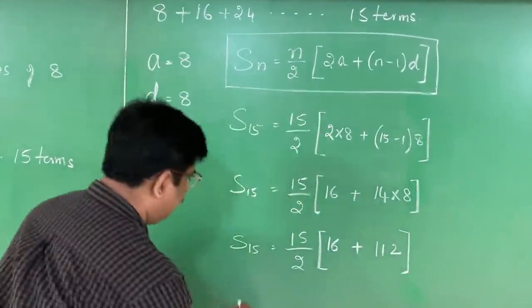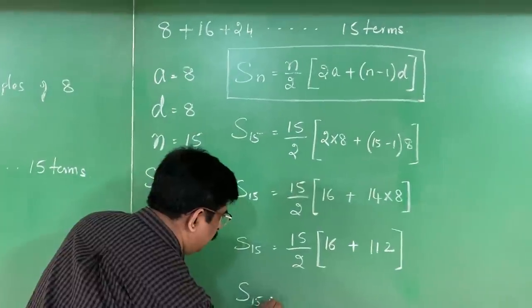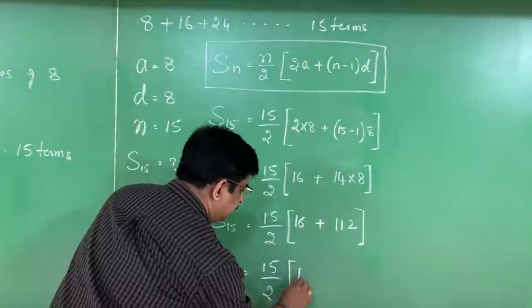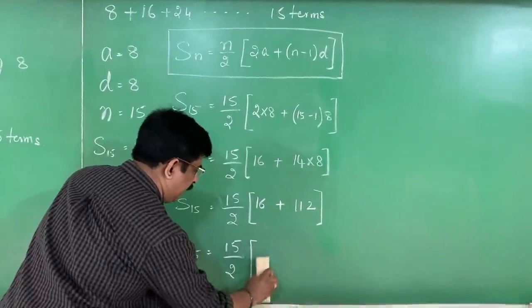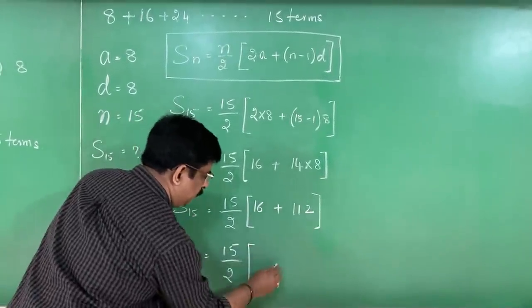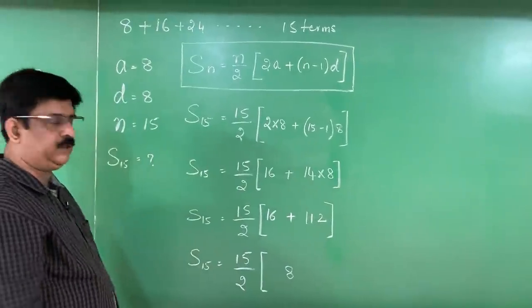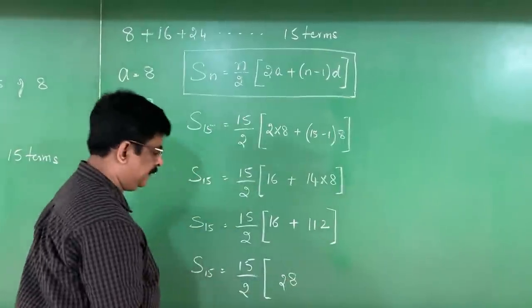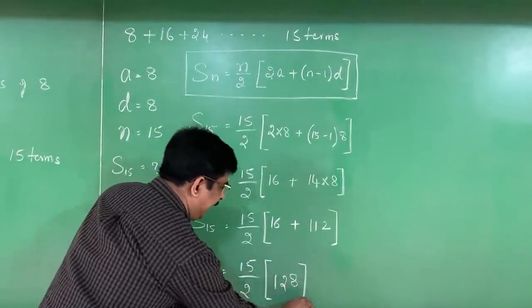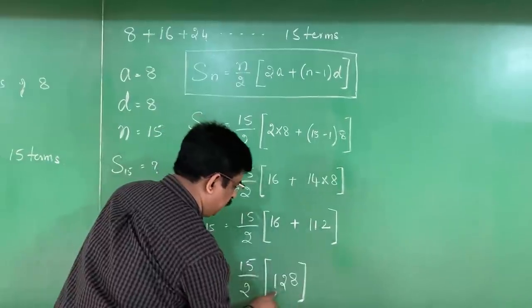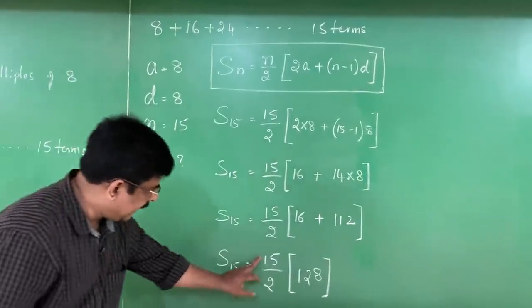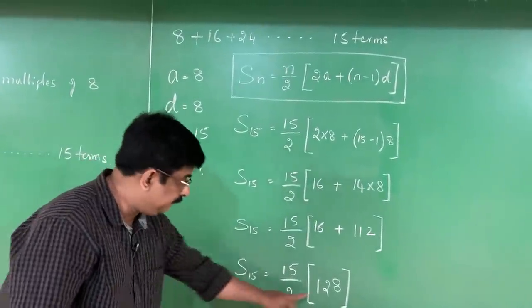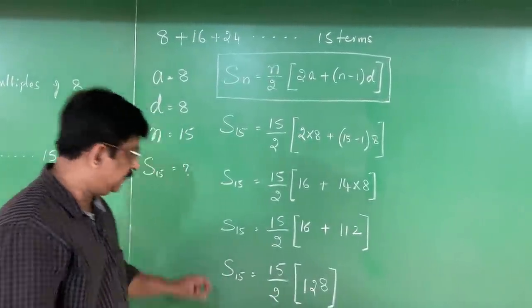112. Yes, S15 is equal to 15 by 2 into 16 plus 112. You have to add this. Now add. 6 plus 2, 8. 1 plus 1, 2. 1. 128. 16 plus 112 is equal to 128. Now we can cancel this because this is an odd number and this is an even number. We can cancel this. Then I write it here.